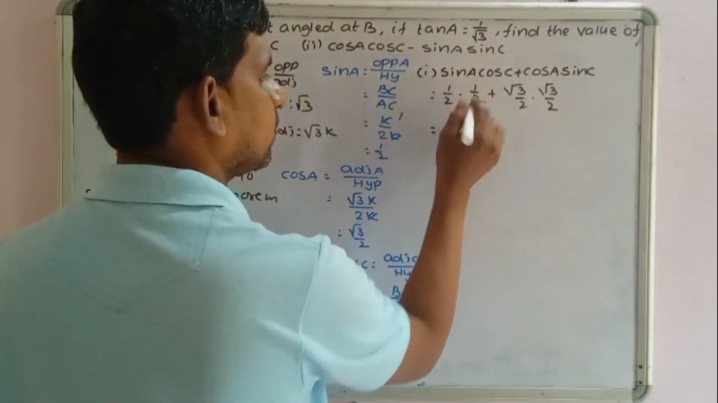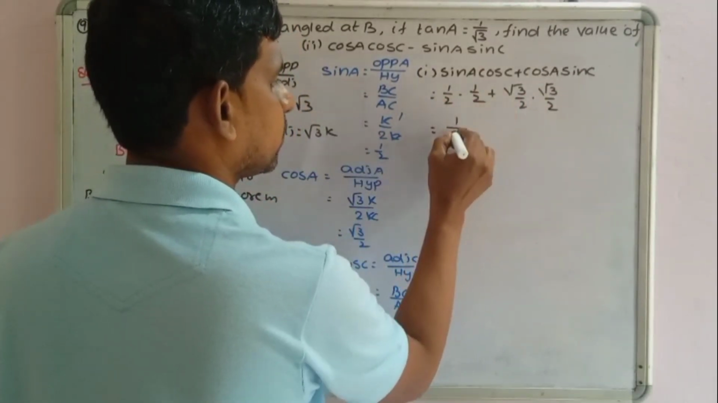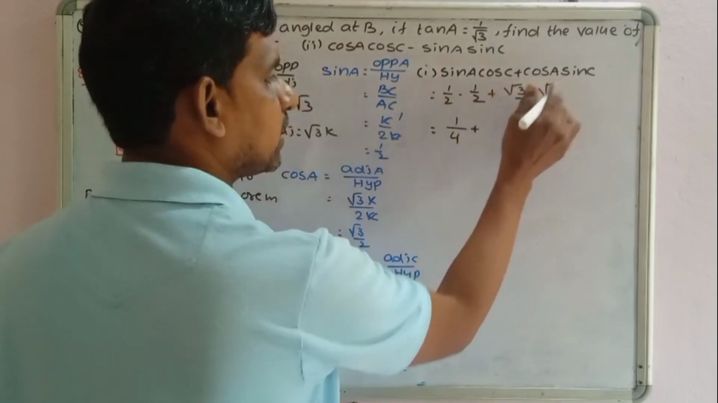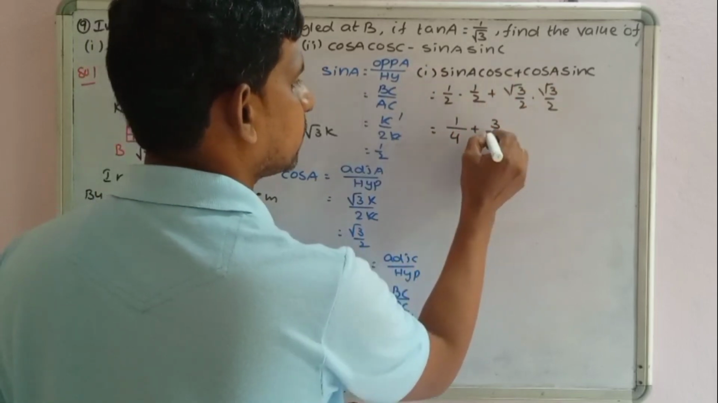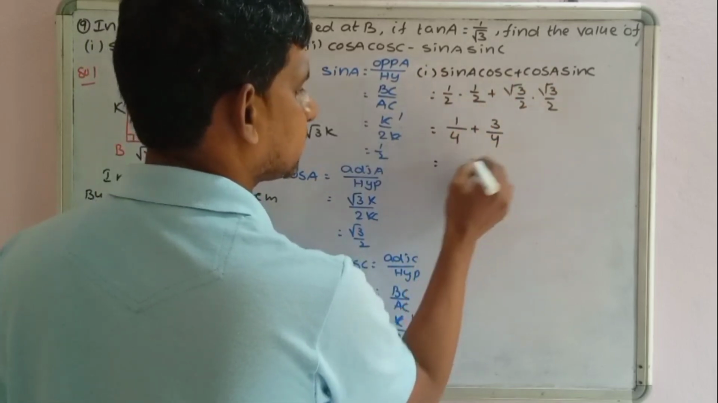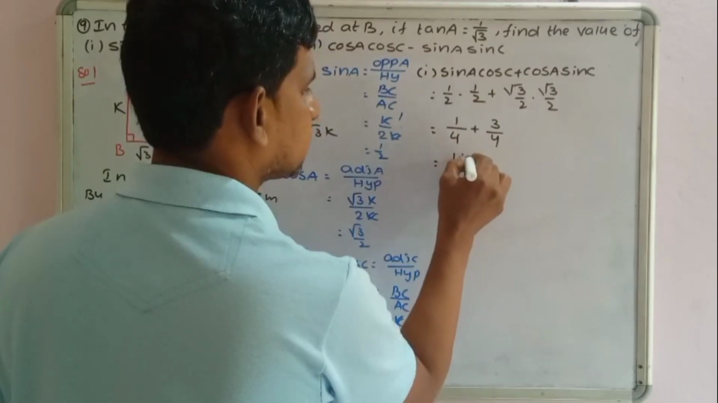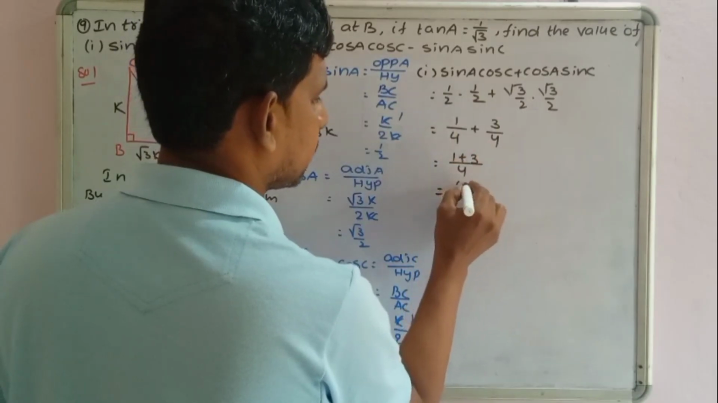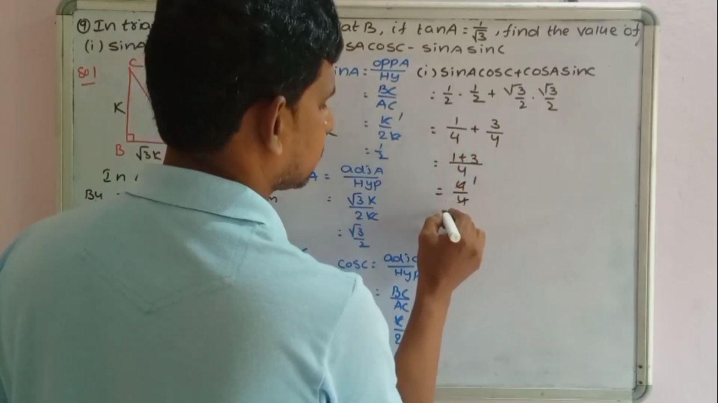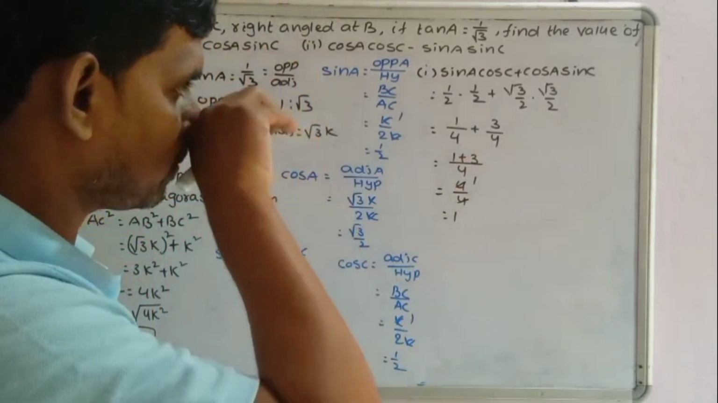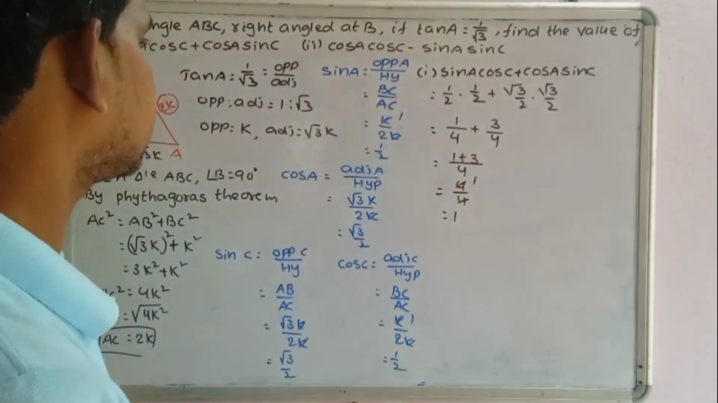Now 1 into 1 is 1, 2 into 2 is 4, plus root 3 into root 3 is 3, 2 into 2 is 4. So now the denominator is the same. 1 plus 3 is 4, and 4 by 4 is 1. So the value of sin A cos C plus cos A sin C is 1. See the second one.